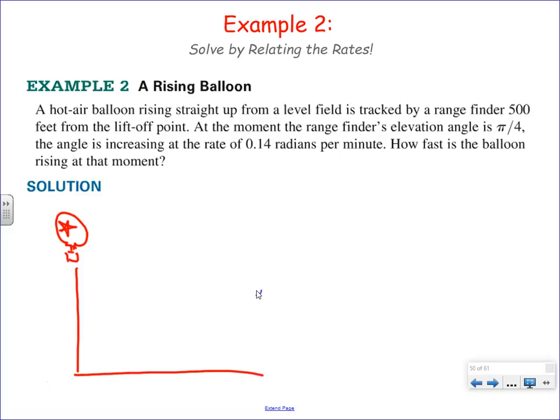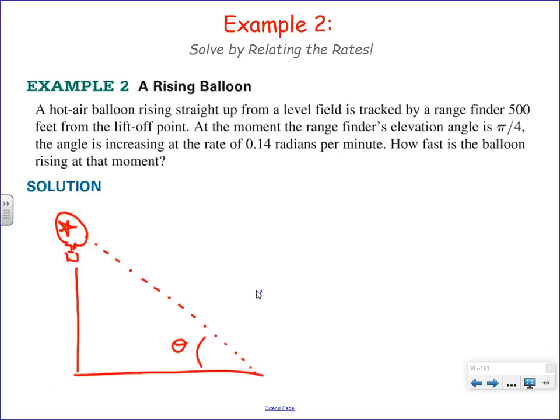At the moment, the rangefinder's angle of elevation to the balloon, so we have a theta, that equals. Now, why am I not plugging in pi over 4 yet? Because it depends on where it is. The balloon is rising, the angle is always changing, the angle is varying. They gave me an angle, but that is not a constant.